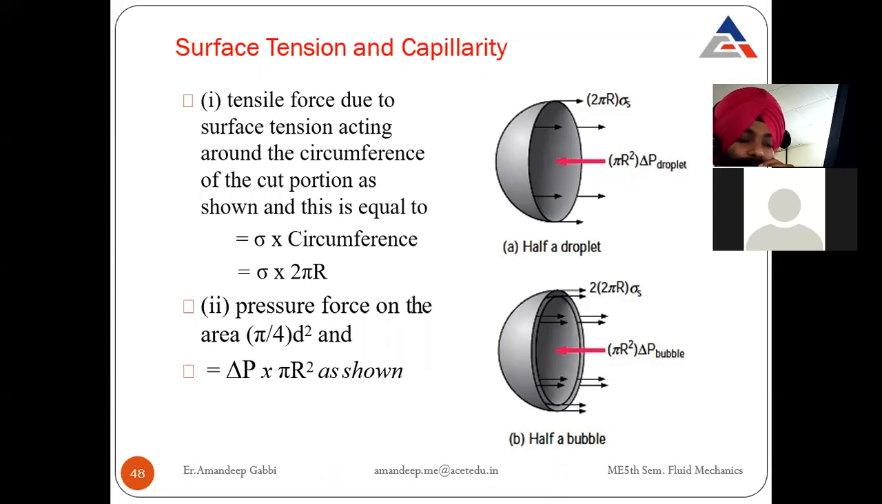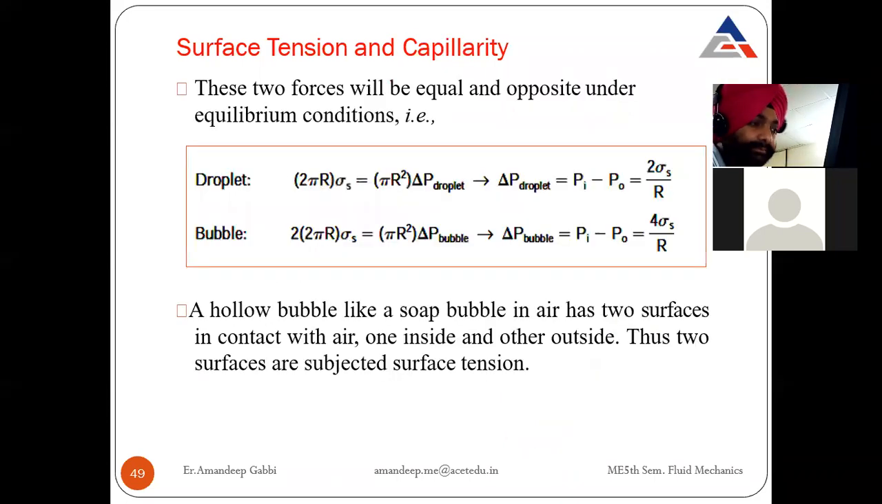If sigma 2 pi r, the tensile force acting from outside, and the pressure force acting from inside are equal, then only that water droplet will be stable. Otherwise that water droplet will break away and the water will scatter. Now these two forces will be equal and opposite under equilibrium condition, right? So 2 pi r into sigma, the surface tension force, and pi r square into delta P for the droplet. Now this equation, 2 pi r sigma is equal to pi r square delta P, these should be equal, right?